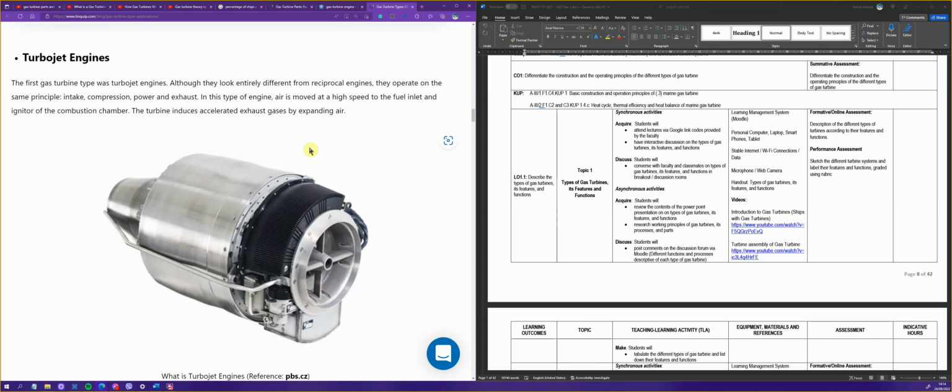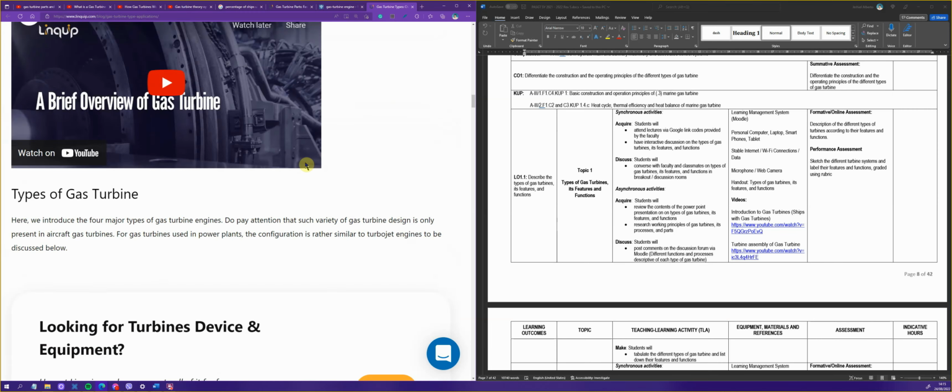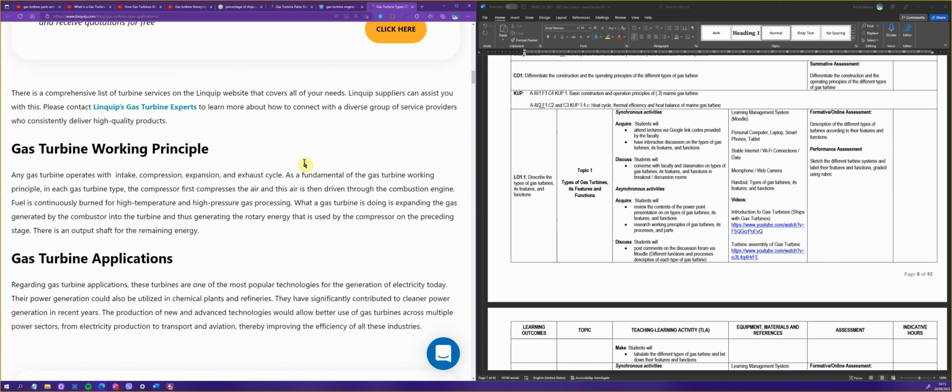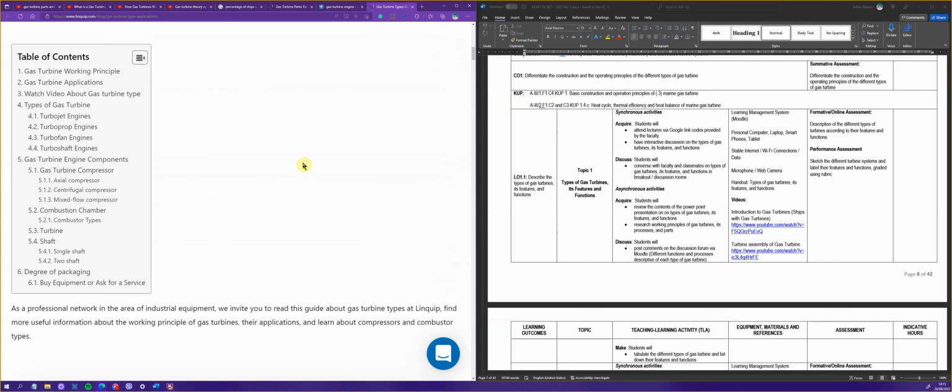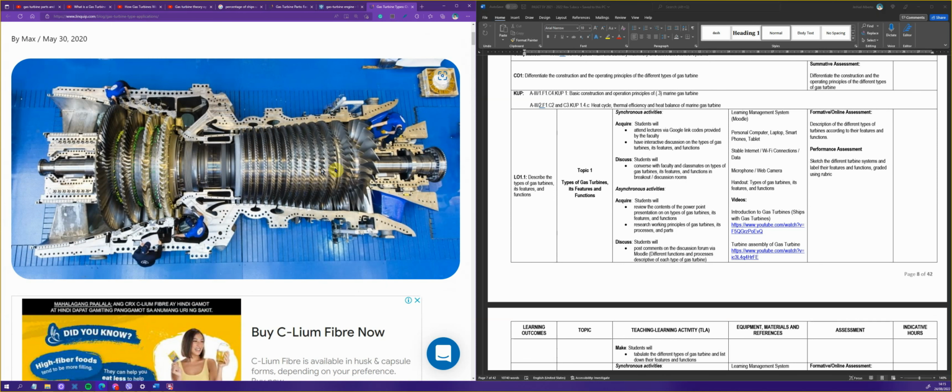Sir, paano napapagalaw yung turbines? Mamaya, makikita nyo. Pero, to say this a bit, the turbine blades are moved by expanding gases. So, makikita nyo dito yung picture ng turbina natin. Ayan, makikita yung may mga blades, di ba?